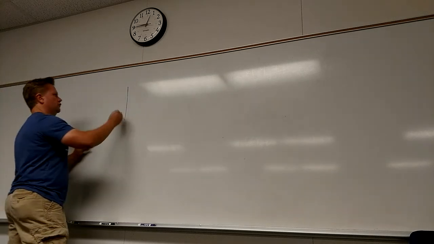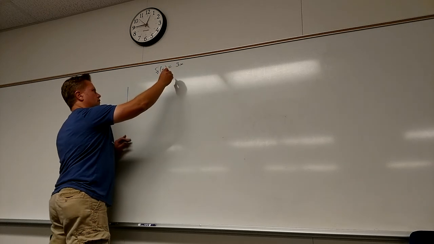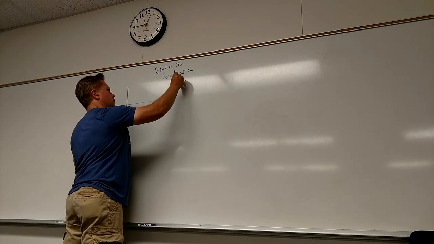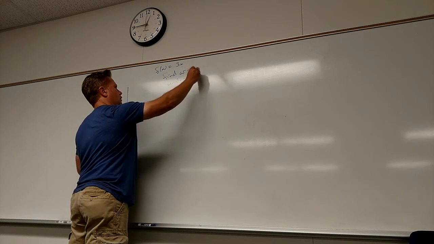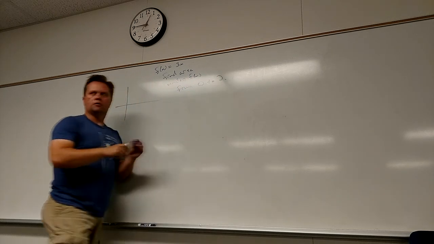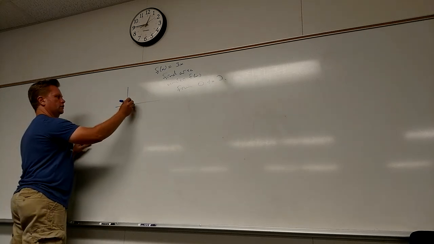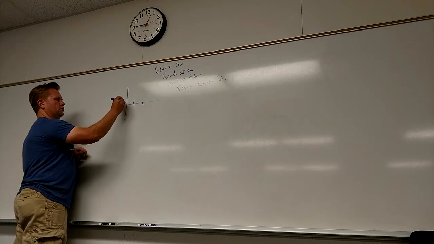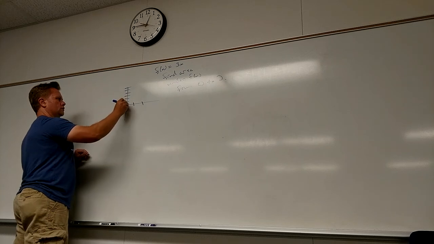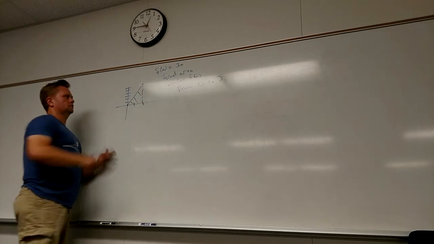The same would be true if the function was 3x, and I want to find the area under f of x from 0 to 2. So what shape would play out here? 3x is going to go from 0 to 2, it's going to go from 0 to 6, right? And I want to find the area underneath that, so of course that makes a triangle.